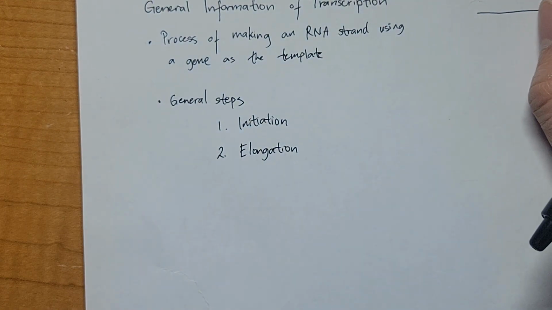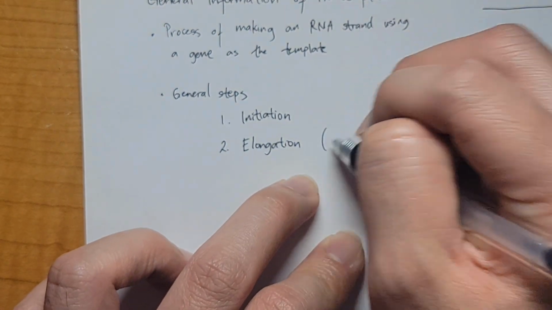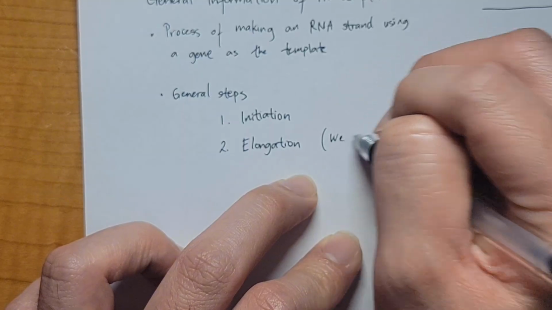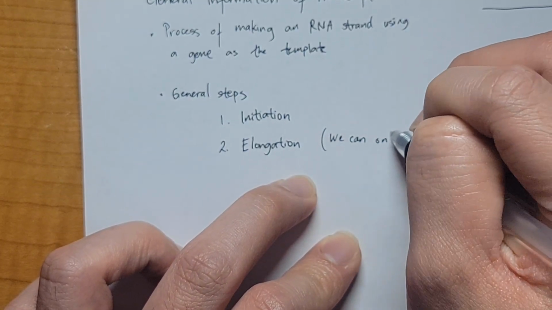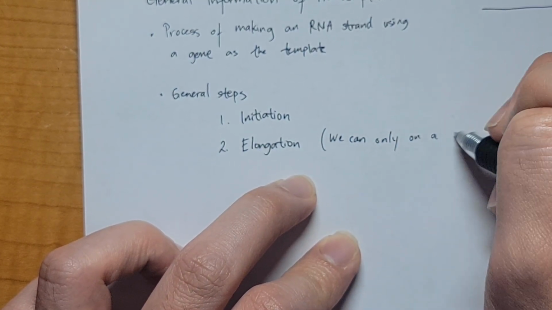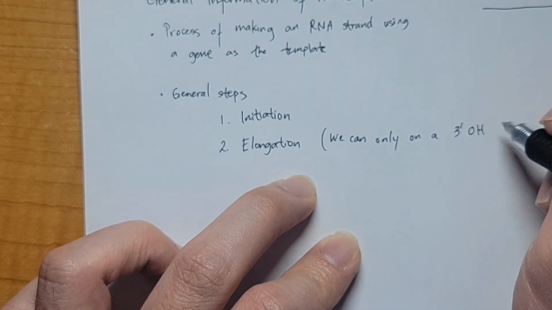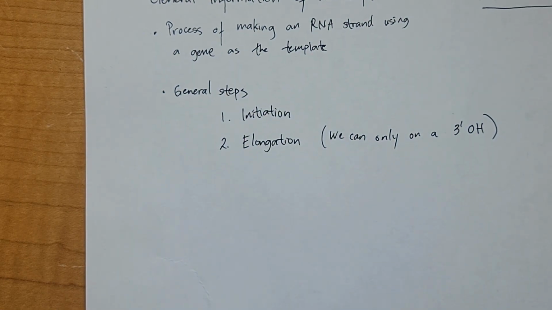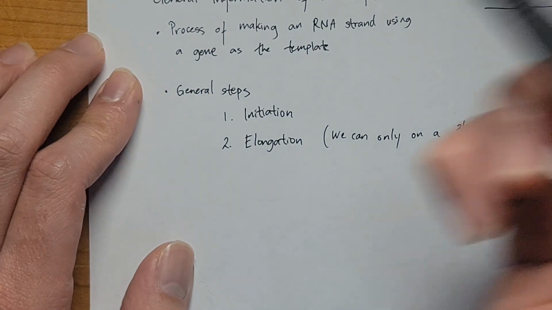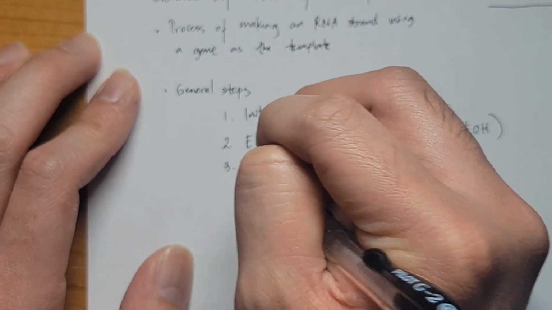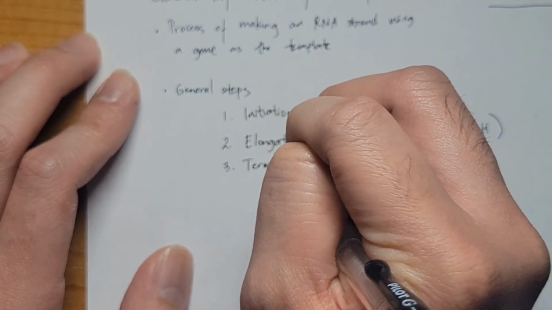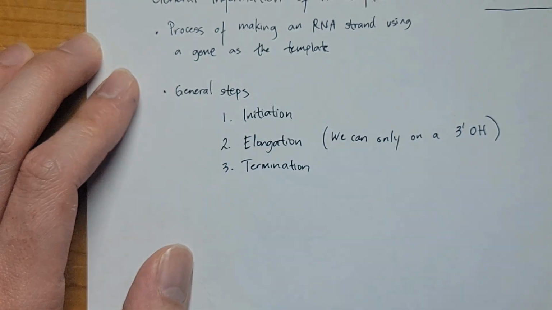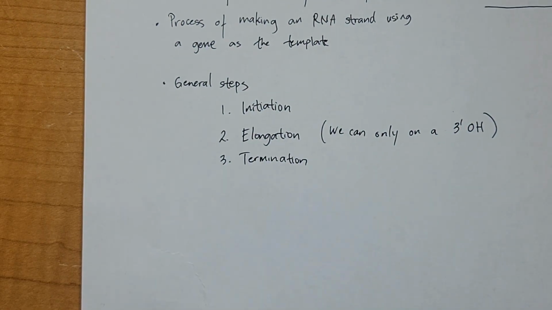Elongation is the part where RNA polymerase starts adding nucleotides from the 3' end, because remember, we can only add on a 3' OH, only on the 3' end can we add nucleotides. And then the last part of the general steps is termination. Both prokaryotes and eukaryotes have different types of termination, and I will talk about that in the second part of the video.